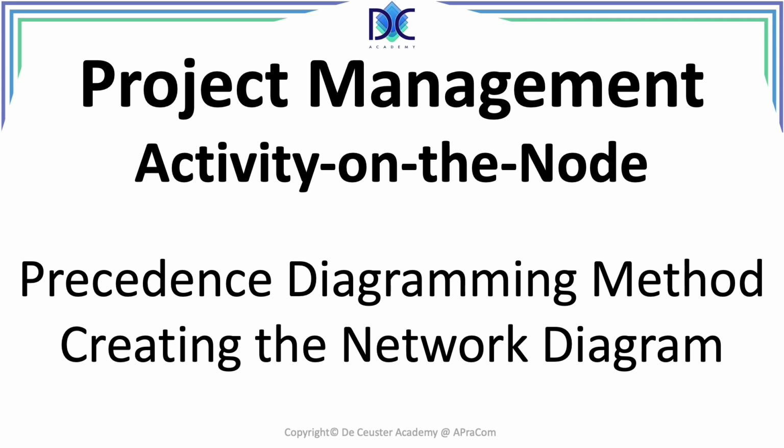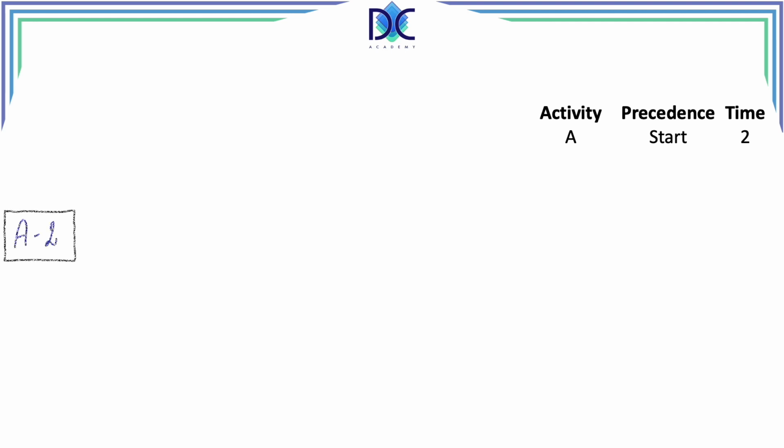So let's have a look how we do this. We start basically with the activity, precedence, and time information of our project. We have the first activity A, which has no predecessor, so it's the first activity of the project, and it has a duration of 2. So first I add the node. In the node I put the information that this is about activity A, and the duration is 2 periods.